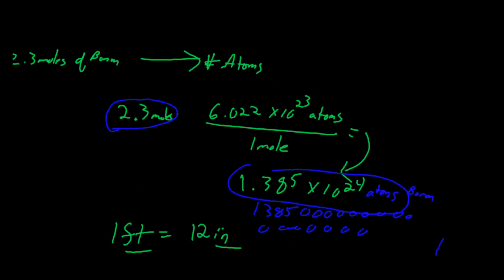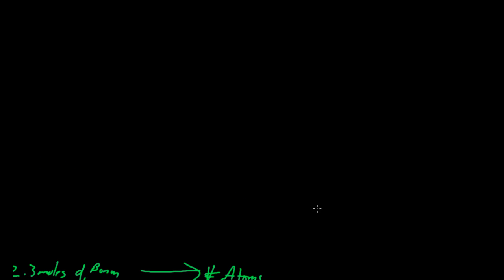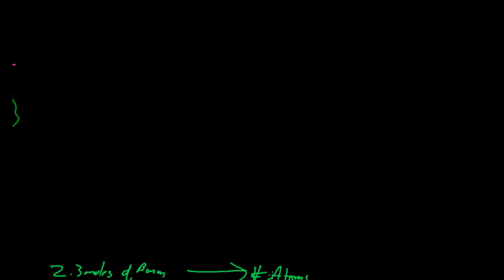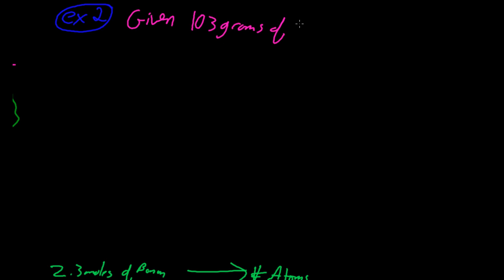So we'll go on to the next example now. Maybe make this a little bit more challenging, although they're all pretty similar. Once you get the basics, they're not that bad at all. So this time we'll say you're given 103 grams of aluminum, and we want to know how many moles this is.